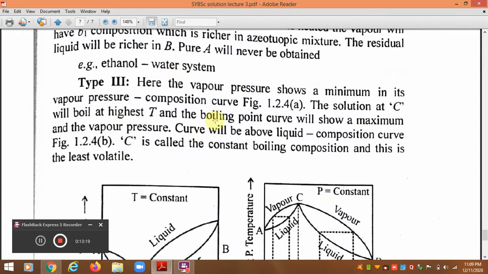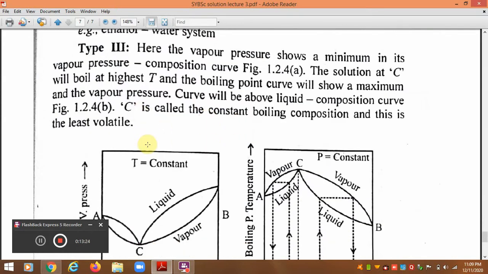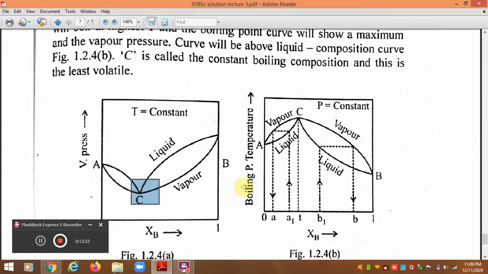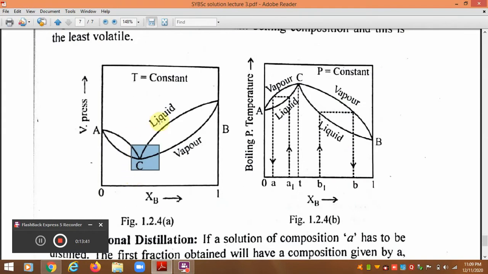In type 3, what happens? Again, in the vapor pressure composition curve, for the mixture of these two components A and B, in which A has the lower vapor pressure and B has the higher vapor pressure, the curve has some lowest point at which the composition of the liquid phase and the composition of the vapor phase are the same. At this point the liquid will show constant boiling, and that's why at point C, as it has the minimum vapor pressure, it will have the maximum boiling point.